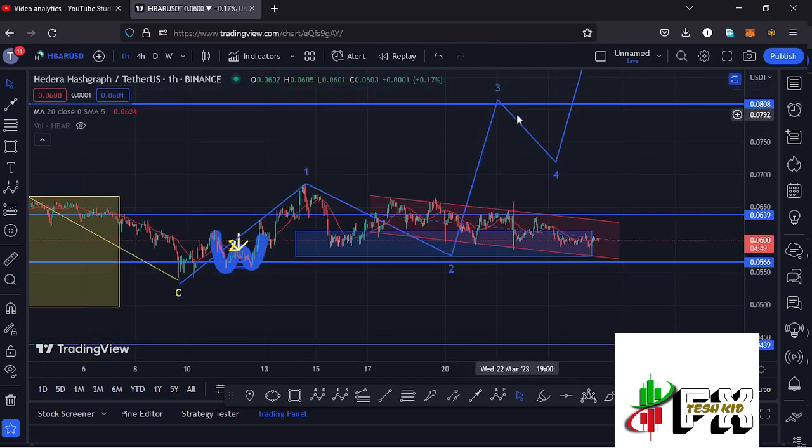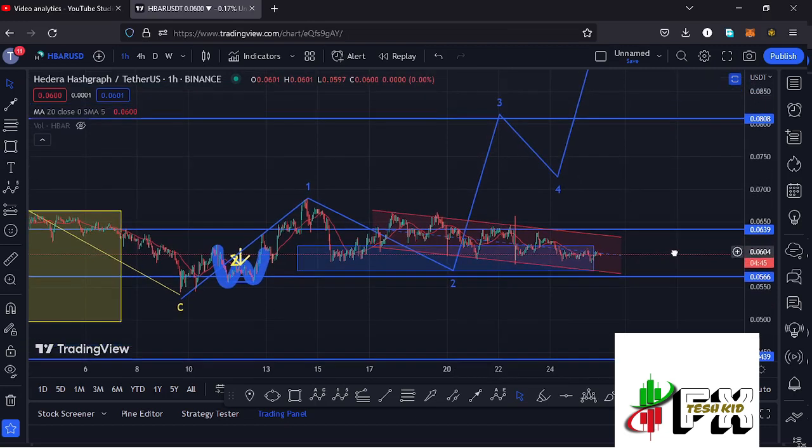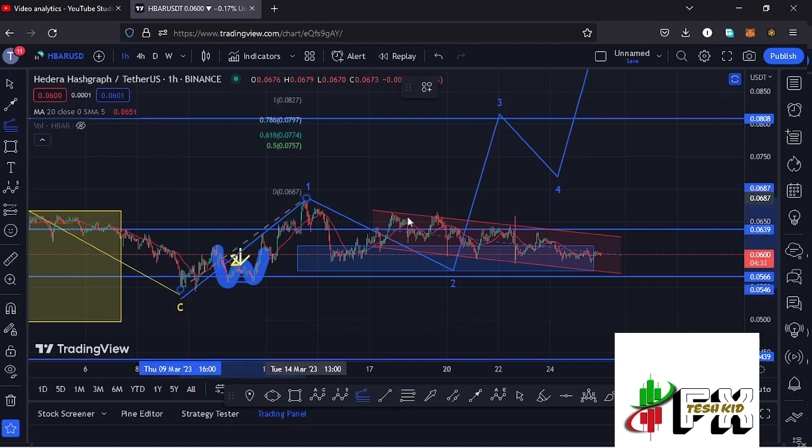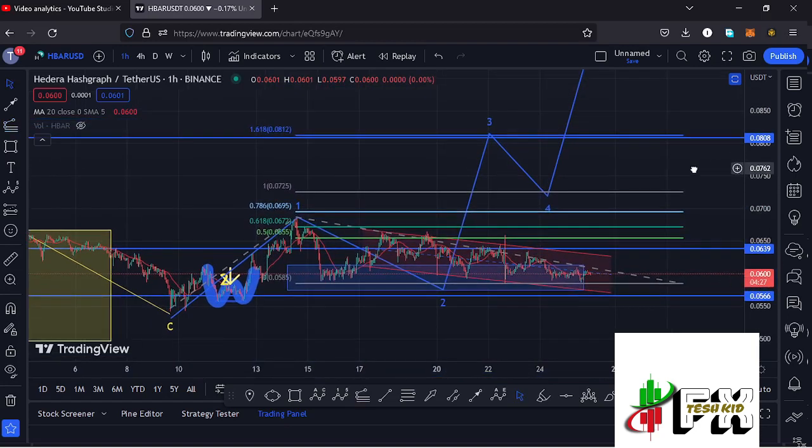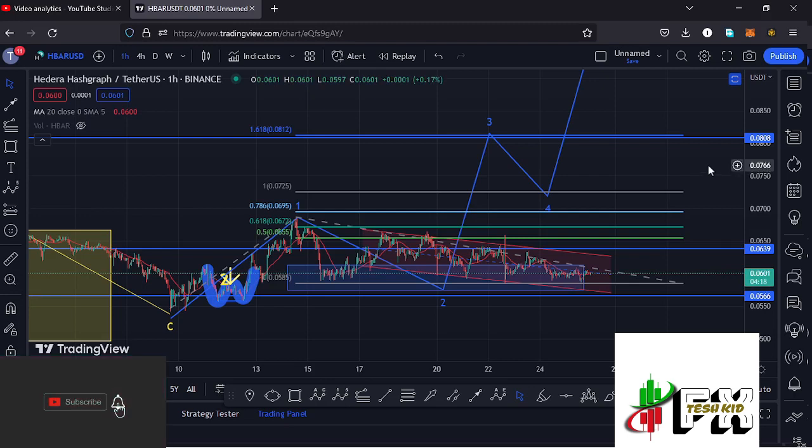And if that is the case, and assuming that Hbar is not going to give us one more leg down in the formation of this wave 2 within this blue target area, we can sketch out a target area to the upper side in the formation of that wave 3 by connecting the trend-based Fibonacci from the low of the first wave to the high of that wave 1, then dragging the fibs to the low of the second wave. And that now gives me a minimum target area to the upper side in the formation of that wave 3 at the fib level 1.618, and that is at around the $0.0812 mark, and that is the minimum that I'll be expecting that wave 3 to the upper side to do.